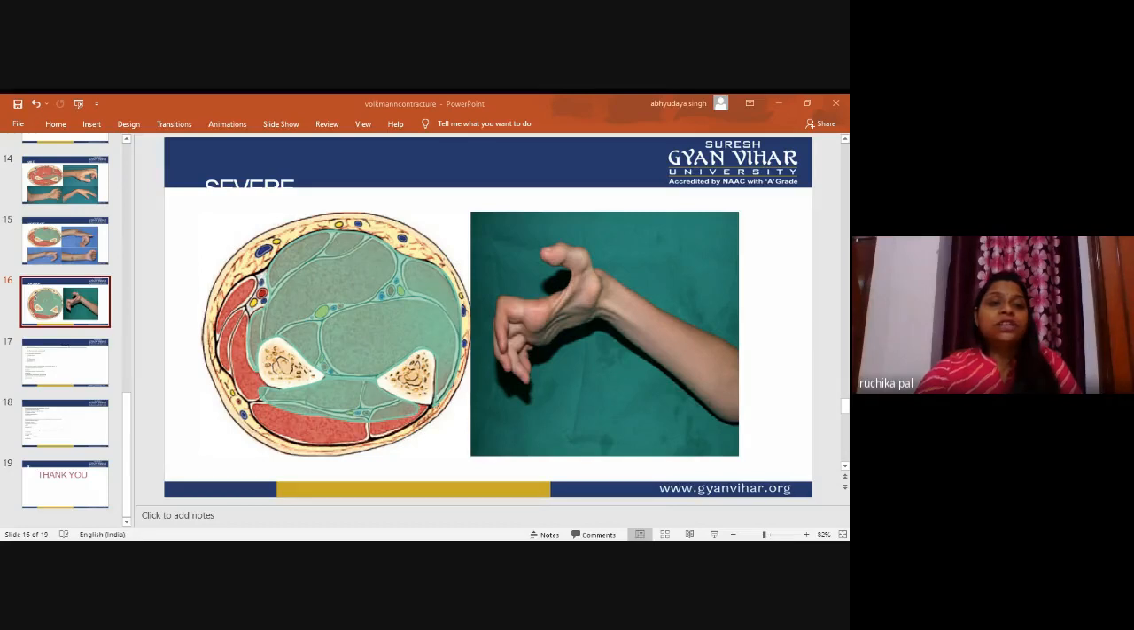So this we all study about Volkmann's contracture. So few questions are there like this: Is Volkmann ischemic contracture reversible? It is a permanent flexion contracture of the hand and the wrist, resulting in a claw-like deformity of the hand and fingers.